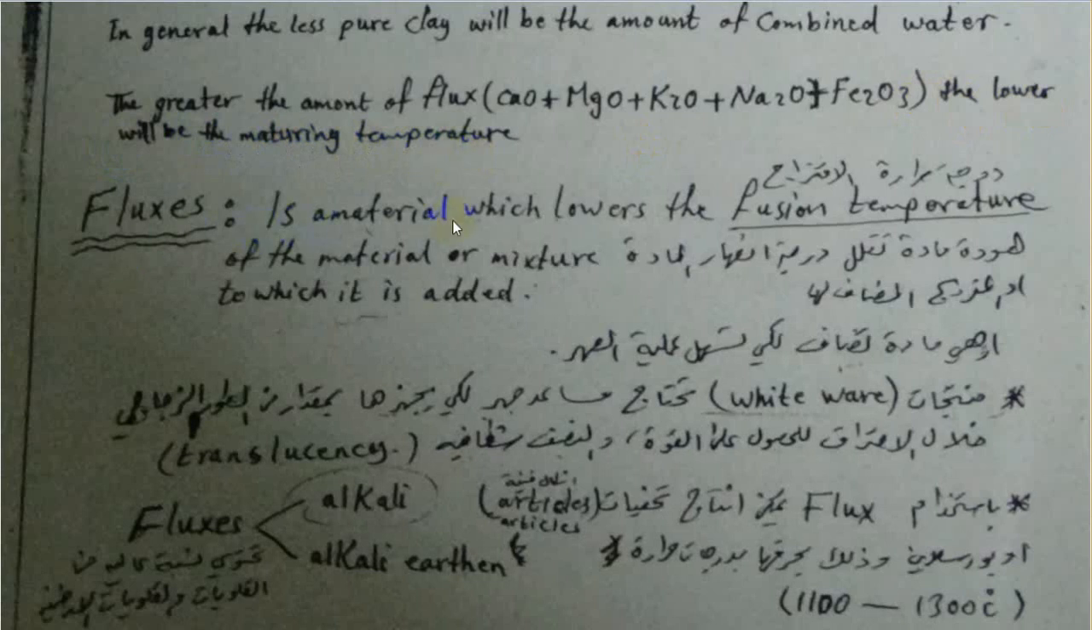Fluxes are mainly articles, described or characterized in terms of their components, just like we said in the previous statement: CaO, MgO, K2O, Al2O3, as well as Fe2O3, the iron oxides, sodium oxide, potassium oxide, magnesium oxide and calcium oxide. All fluxes are materials that help escalate the melting temperature of the material or mixture to which they are added.